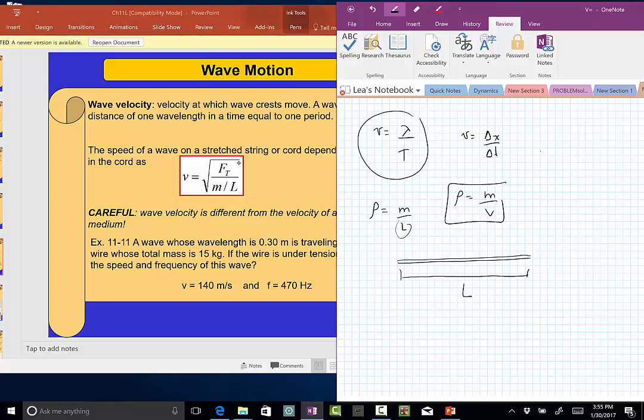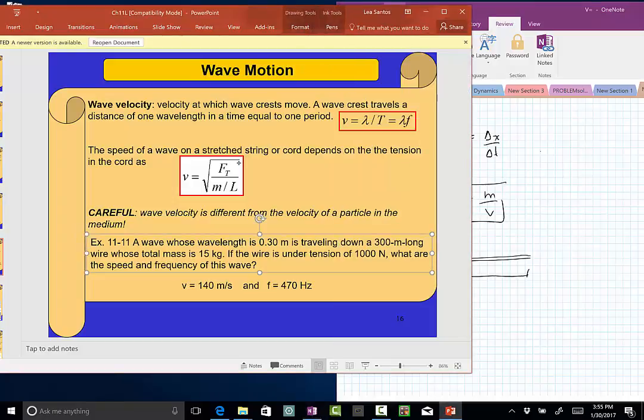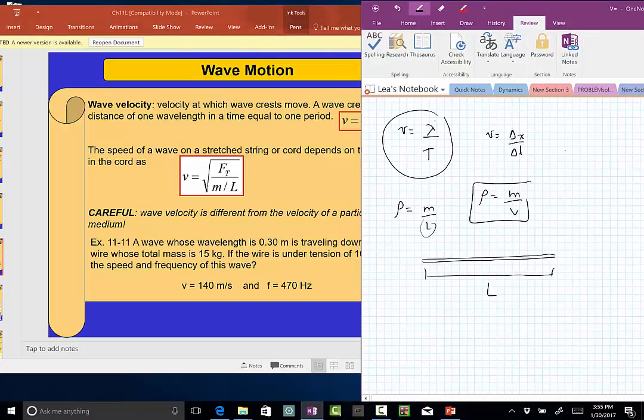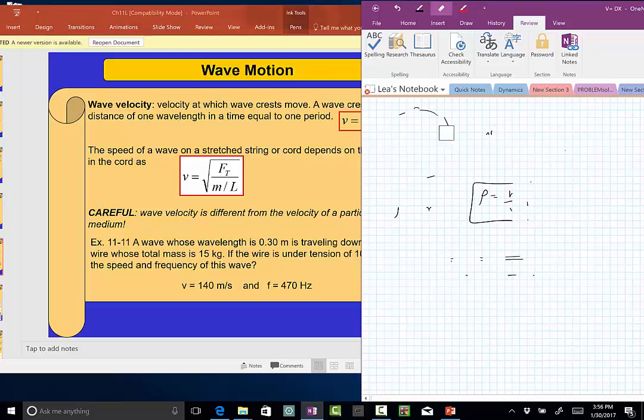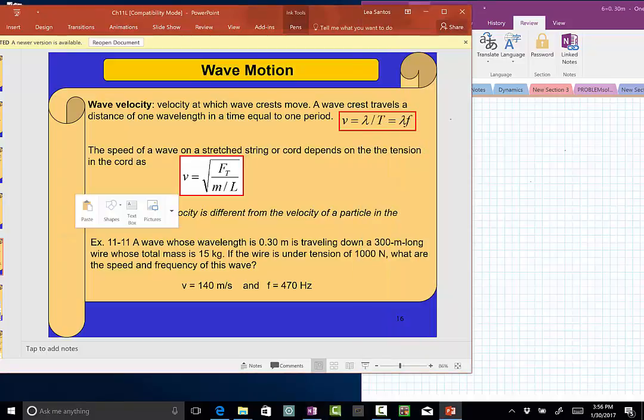Okay, so then we have here a problem to solve. And what is the problem? I have a wave whose wavelength, so let's put the data that we have here. Let's erase what we have here. Okay, so they gave us the wavelength. So the lambda is given to us. Let's write this down. The wavelength is 0.30 meters and is traveling down a 300-meter long wire.